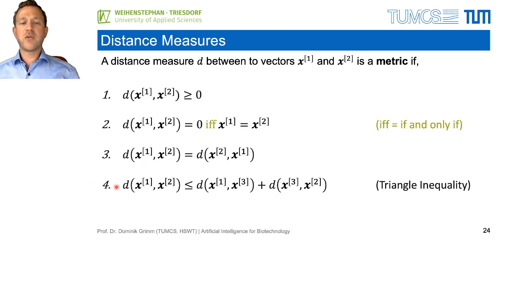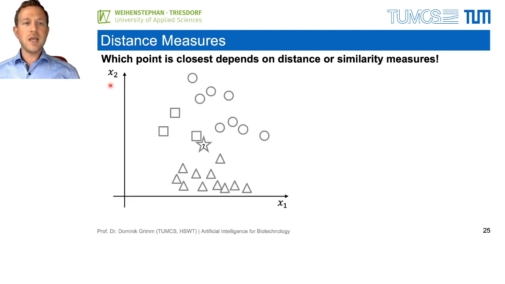So for example, if I have a third data point, then the distance from data point 1 to 2 has to be less or equal to the distance from my first data point to a third data point plus the distance from the third data point to the second data point. So that's the triangle inequality which we might remember from basic math, and this has to be fulfilled as well. If all these four properties are fulfilled, then we speak of a metric. And this metric is very important when we compute the distances. So let's look at an example and at some distances.